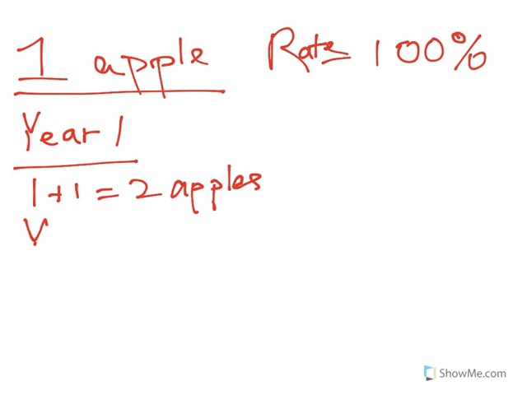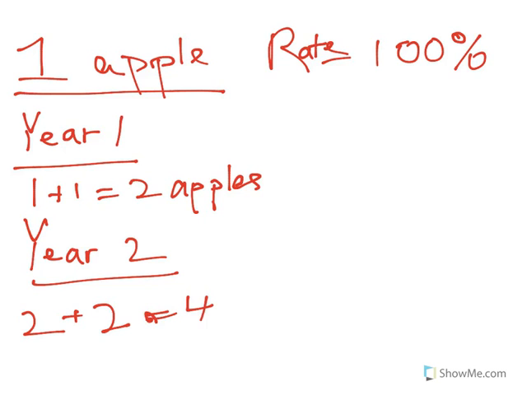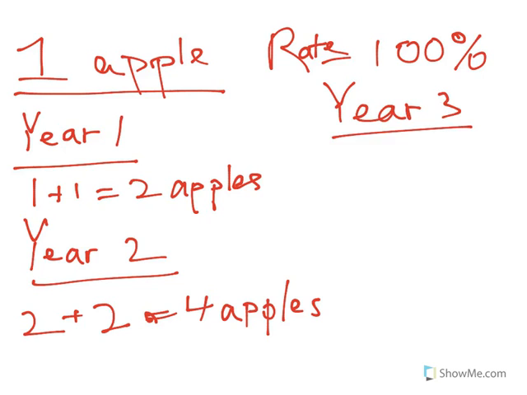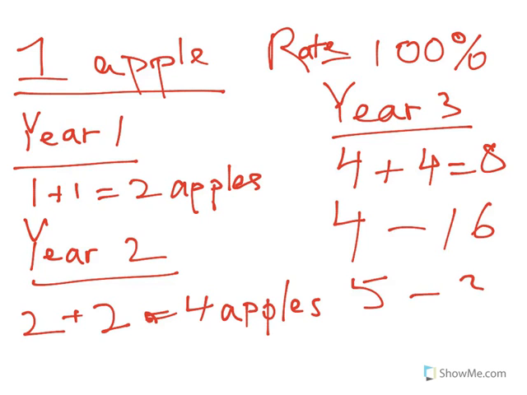After year 2 though, again I have 2, but I don't add 1, I add 2. So that will give me 4 apples. That's a key difference. After year 3, you should be able to figure out the pattern. It's 4 plus 4, so 8. And so on. After year 4, I would have 16. After year 5, I would have 32.